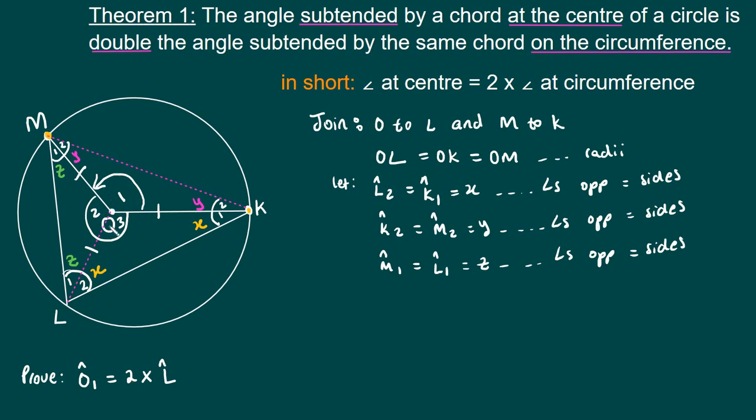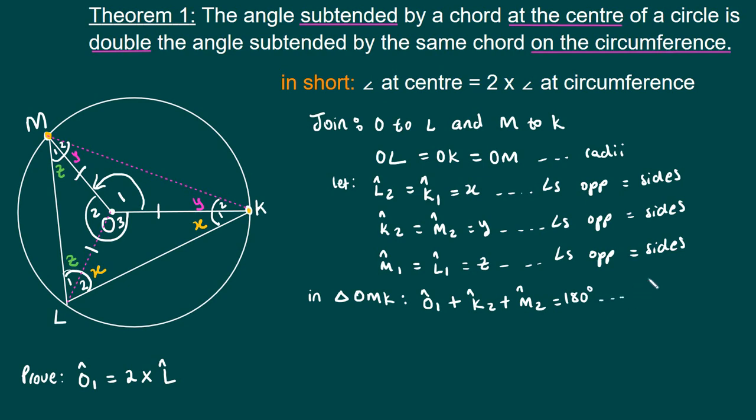Now you're going to say, where is O1? This is where O1 is. Now O1 is in a triangle, right? So you can tell them that in triangle OMK, if we were to say angle O1 plus angle K2 plus angle M2, you would get 180 degrees.